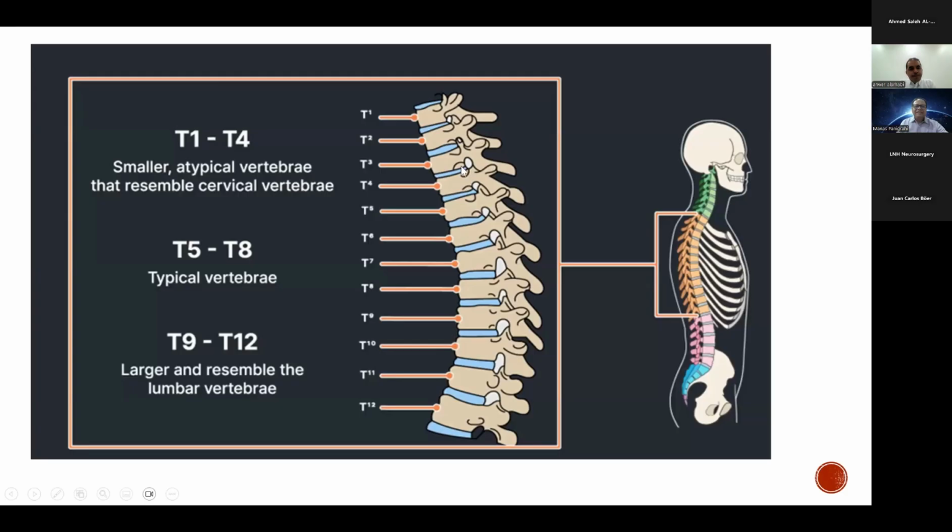The thoracic spine can be divided into 3 groups, as I explained: the upper part, the middle part, and the lower part. The middle part, T5 to T8, are the typical thoracic vertebra. The lower ones, D9 to D12, resemble the lumbar vertebra and they are larger. And T1 to T4 are smaller and resemble the cervical vertebra. So T1 to T4 and D9 to D12 are called atypical thoracic vertebra. I'll be explaining the features of a typical thoracic vertebra and an atypical thoracic vertebra.